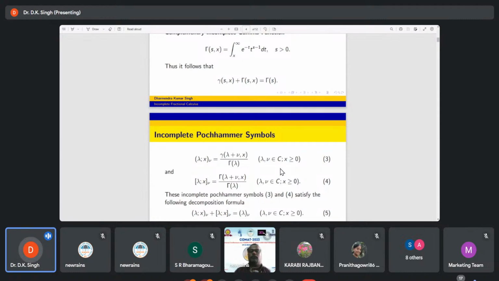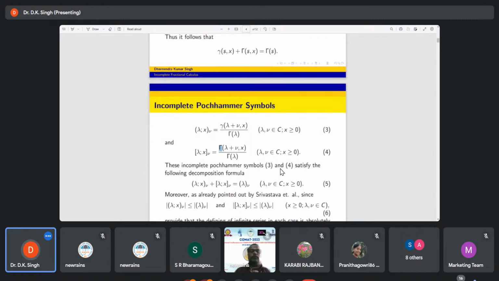The first notation represents what? The incomplete gamma function form, and the second notation represents what? The complementary gamma function. So we can say that the incomplete Pochhammer symbol can be constructed with the help of the incomplete gamma function and the complementary incomplete gamma function. These incomplete Pochhammer symbols, these two equations 3 and 4, satisfy the following decomposition formula.